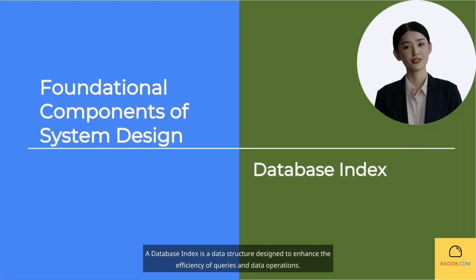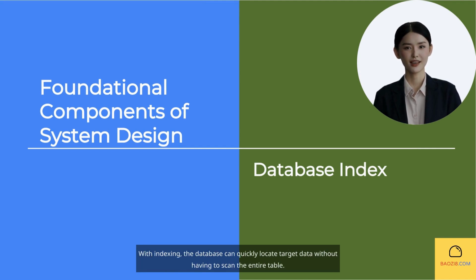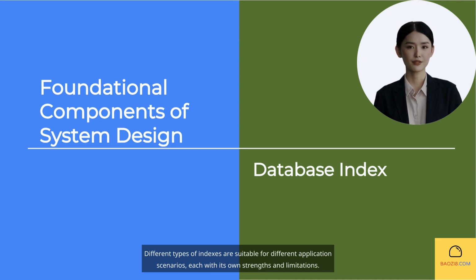A database index is a data structure designed to enhance the efficiency of queries and data operations. With indexing, the database can quickly locate target data without having to scan the entire table. Different types of indexes are suitable for different application scenarios, each with its own strengths and limitations.